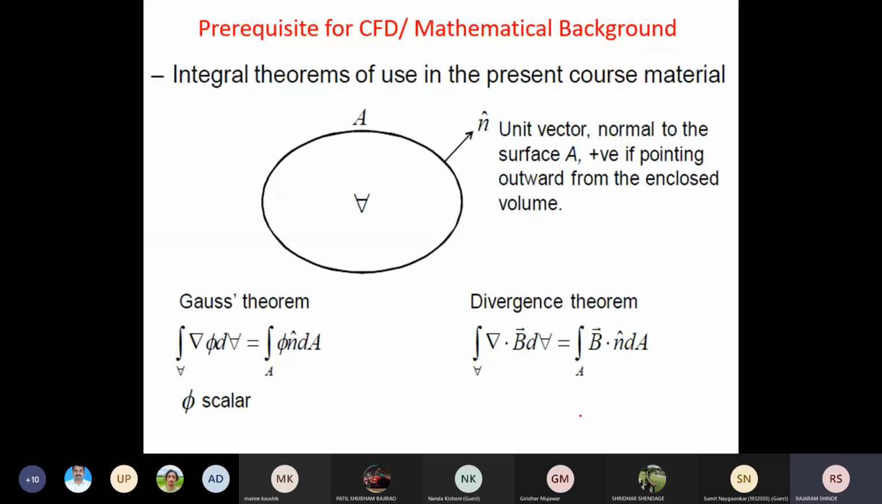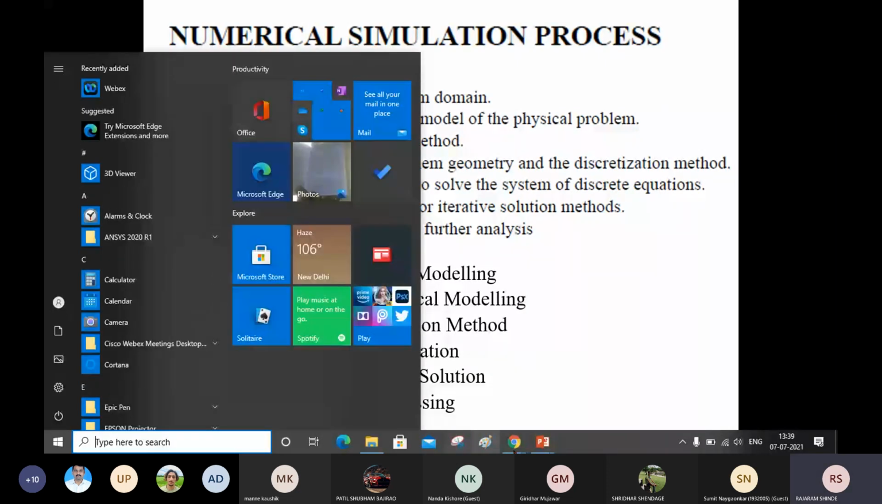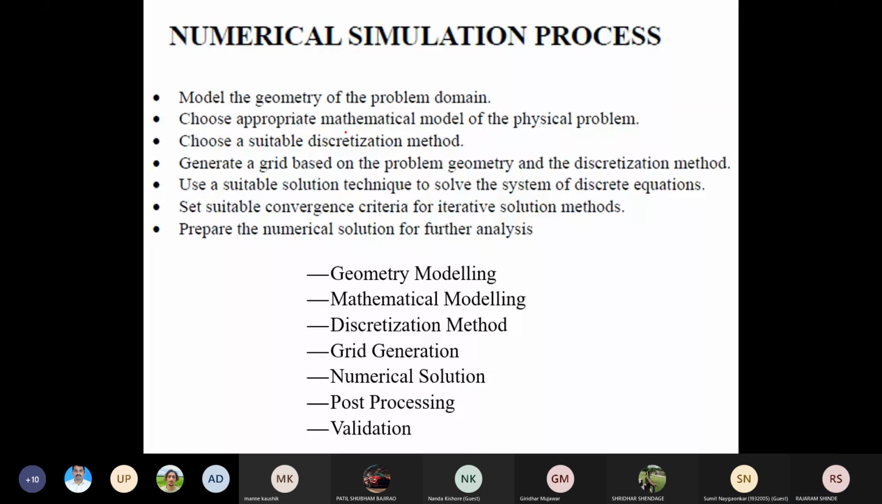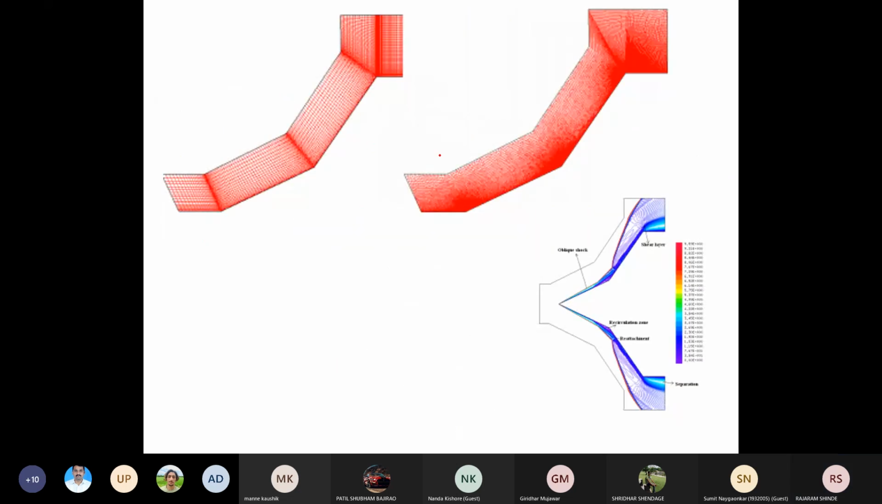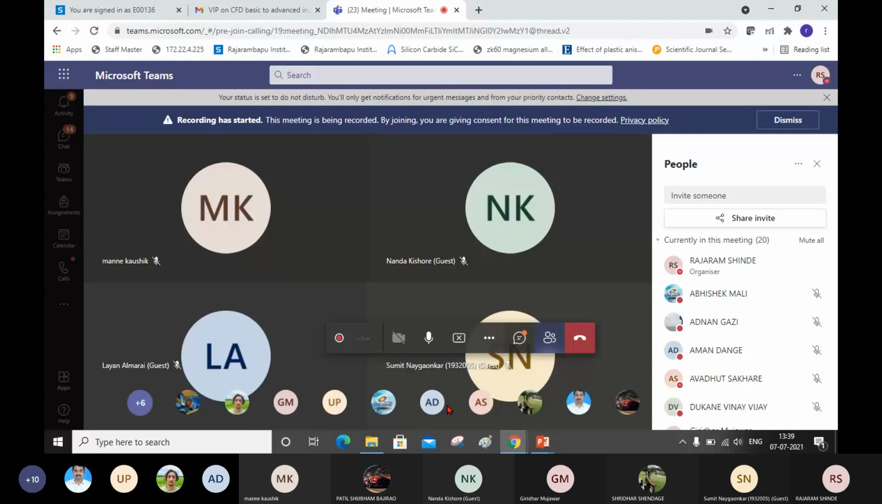Now next one. I think this part Mani sir has already covered. Whether this part has been covered by Mani sir or not, can you tell me? If it is covered, I will not take this. Otherwise, I will go to the next one. Can you tell me whether it is covered or not? Not covered, sir. Okay, I will cover it.